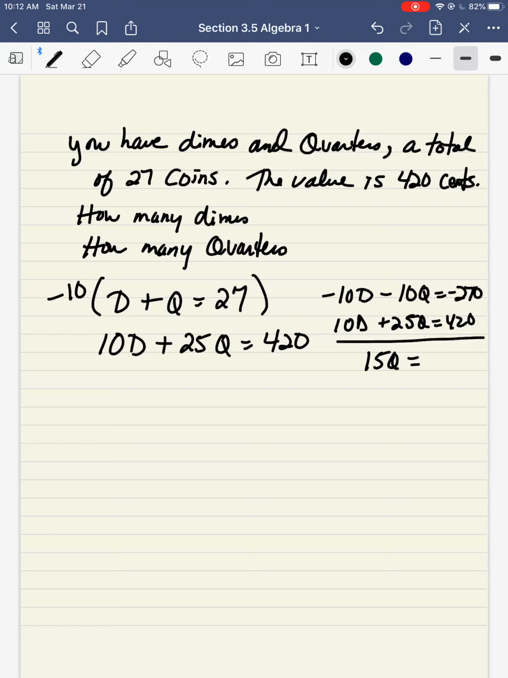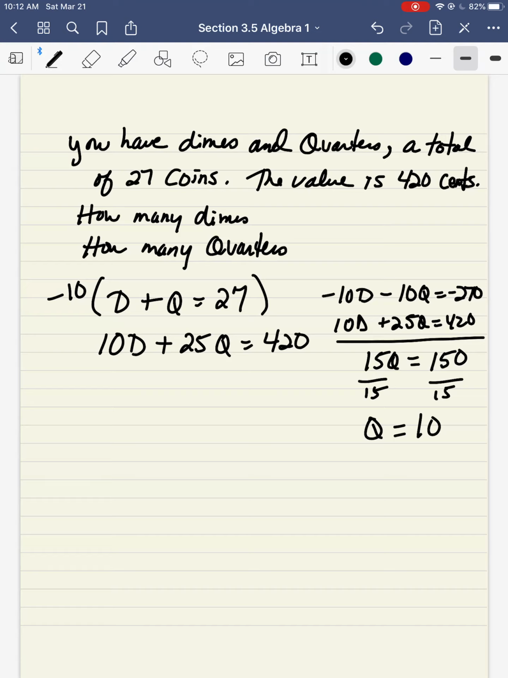And I'm going to do 420 take away 270. That gives me 150. Divide both sides by 15. And it looks like I have 10 quarters. 150 divided by 15 gives me 10.